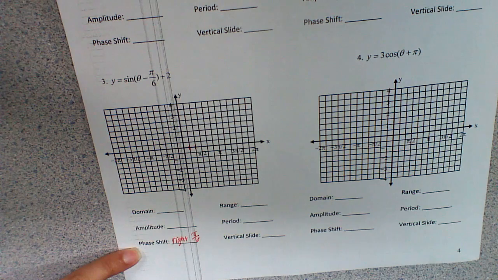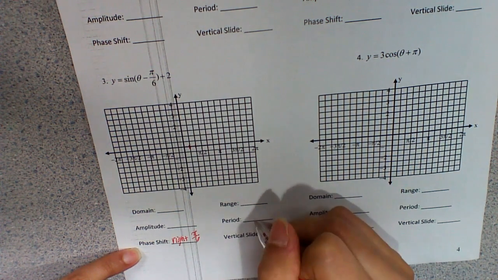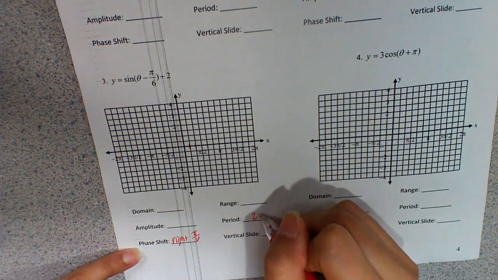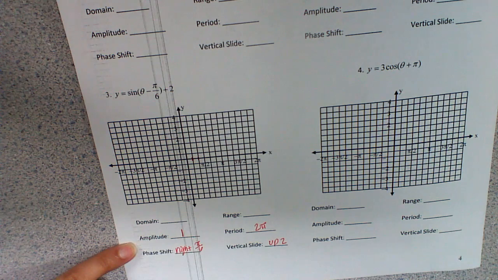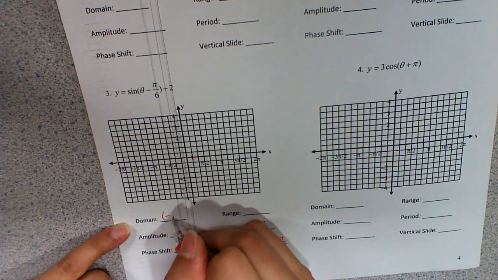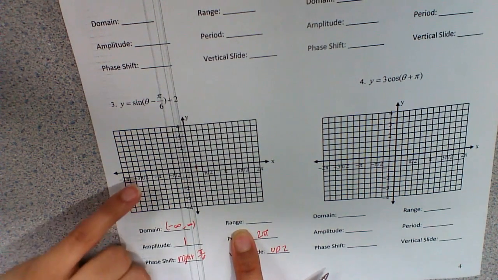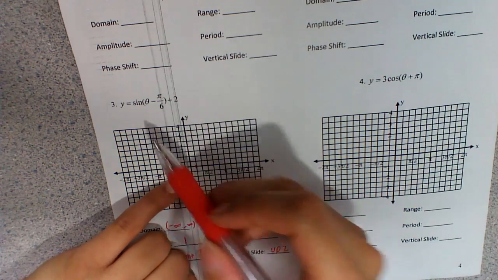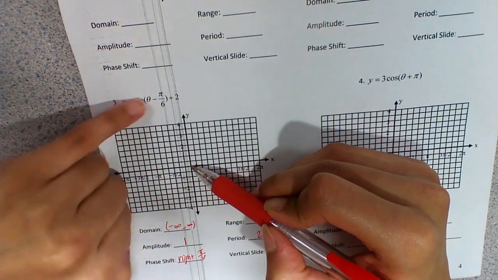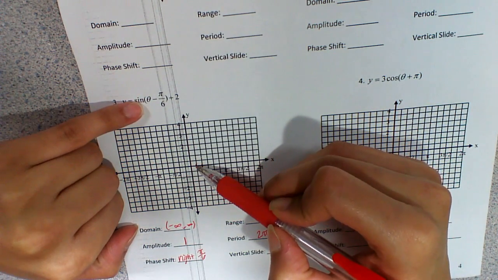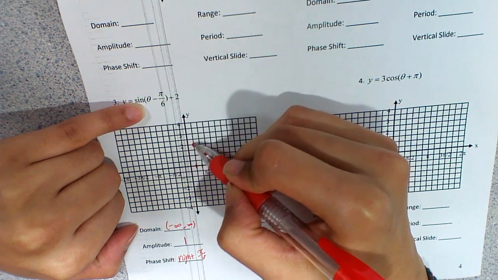1 mark. I have a vertical slide to go up 2, and let me fill out whatever else I can. So I know the period is 2 pi. The amplitude is technically 1. Domain I know will be all real numbers. And we'll come back to the range. So I know my sine function starts at 0, 0, but I need to go to the right pi over 6 with that point and take that point also up 2. So there's my new point.